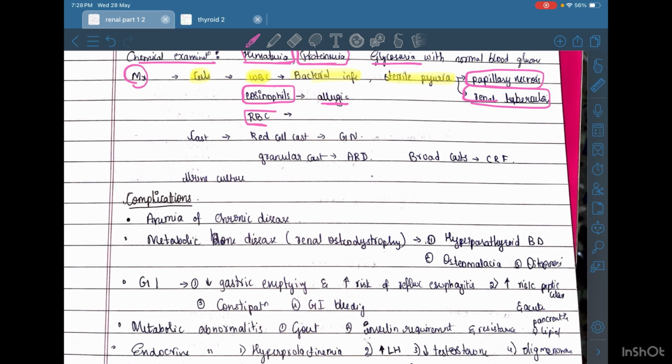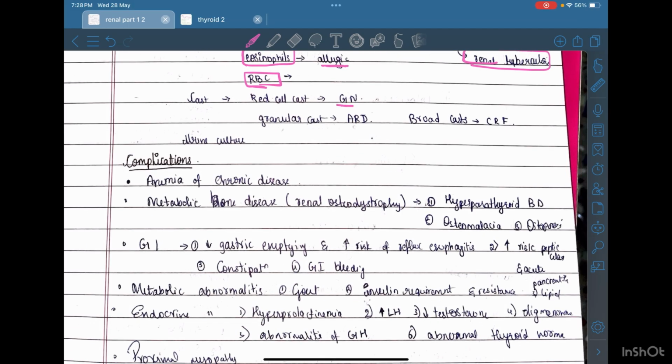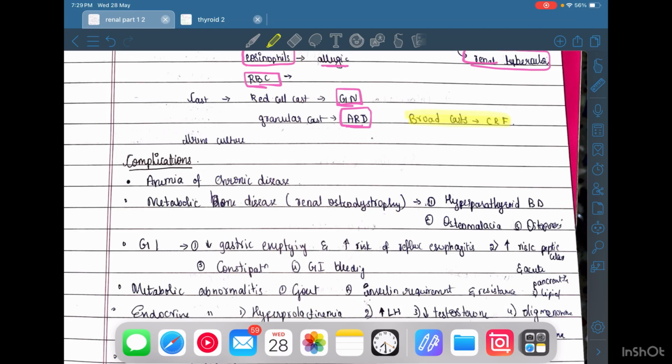Then RBCs can come from anywhere in the urinary tract, between the glomerulus and the urinary meatus. RBC casts are seen in glomerulonephritis. Granular casts are seen in active renal disease. Broad casts, a very important word, are seen in chronic renal failure. A urine culture should be performed, and an early morning urine sample should be cultured for tuberculosis.